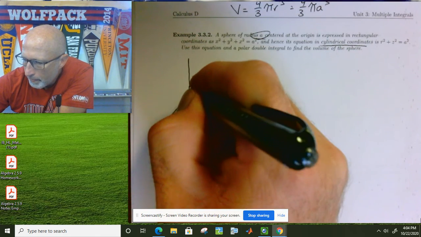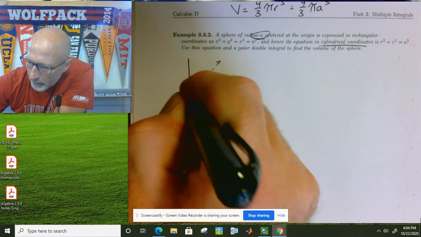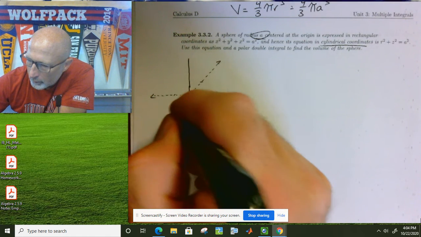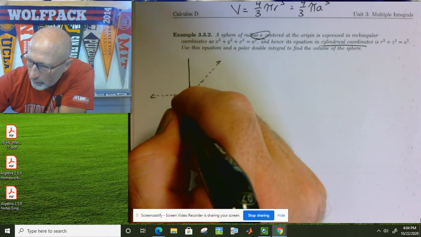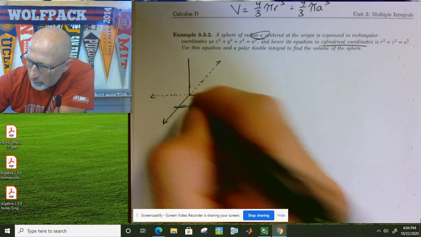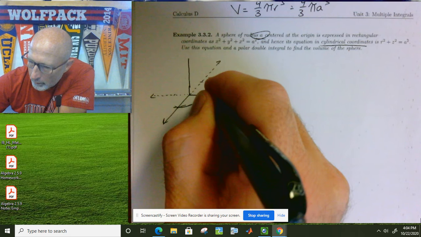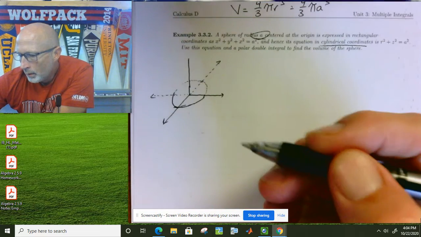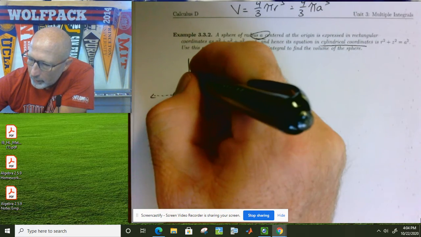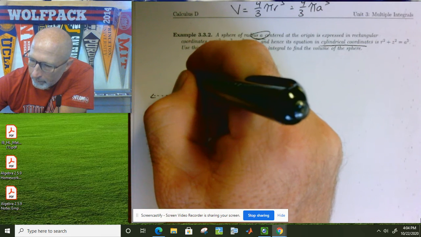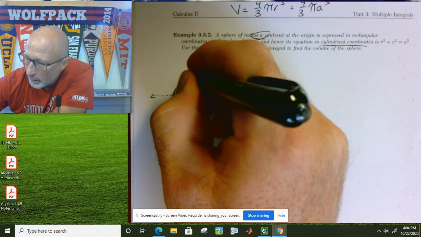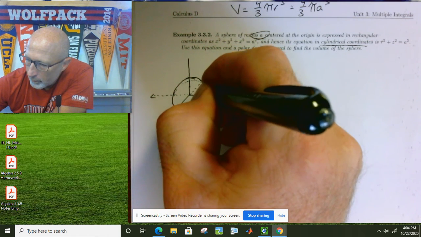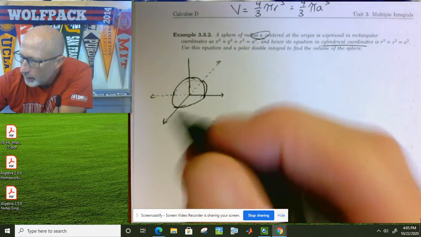Okay, so that's the intersection down there. And then it's going to come up here, and then go down below.